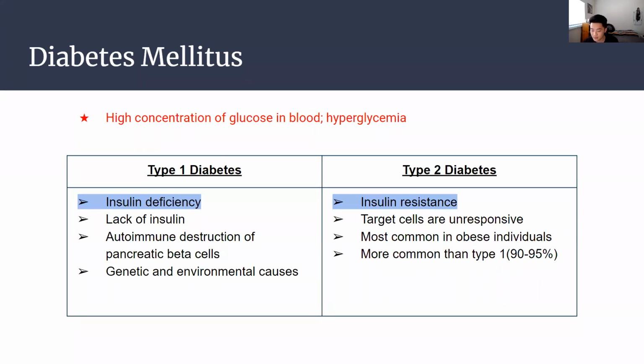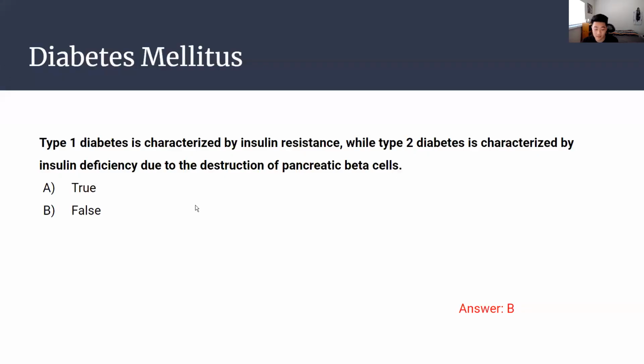so then they cannot make any more insulin. Now, on the other hand, type 2 diabetes is when the target cells are resistant and unresponsive to insulin, right? Insulin is pretty much useless because our target cells won't respond to it. So this statement is false because the statement is pretty much flipped. Type 1 diabetes is characterized by insulin deficiency, while type 2 diabetes is characterized by insulin resistance, okay? All right.